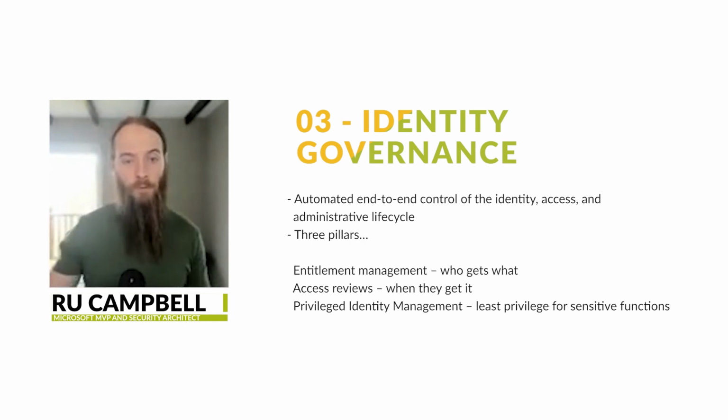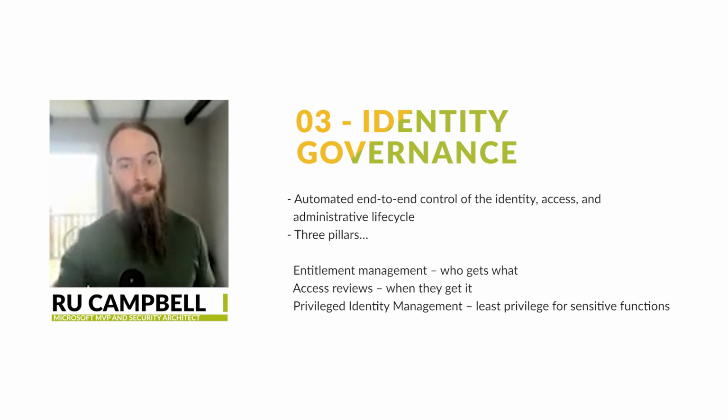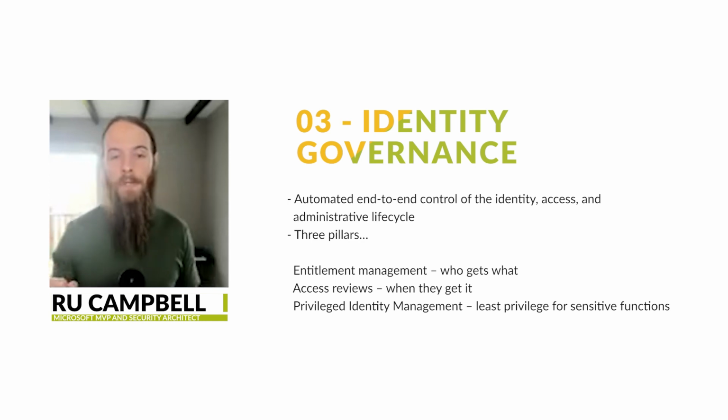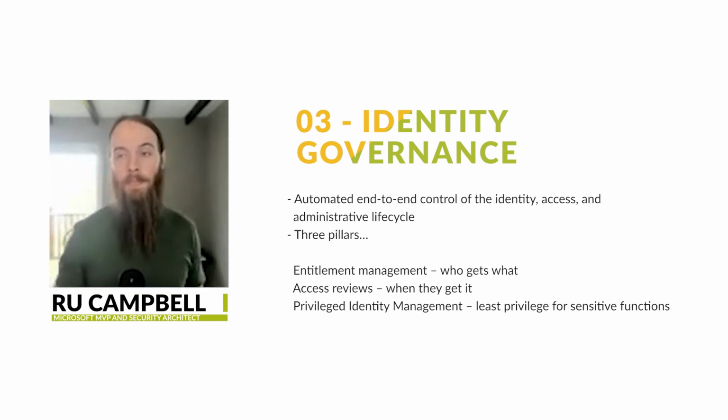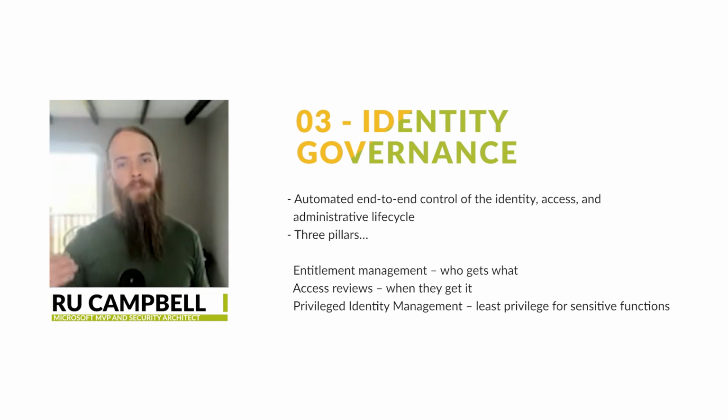Entitlement management decides who gets what. Access reviews are about making sure they still need that and removing those permissions when they don't. And then PIM, privileged identity management, which is one of the more famous features of identity governance, that's going to be about reducing the admin rights that are floating out there in our tenant.